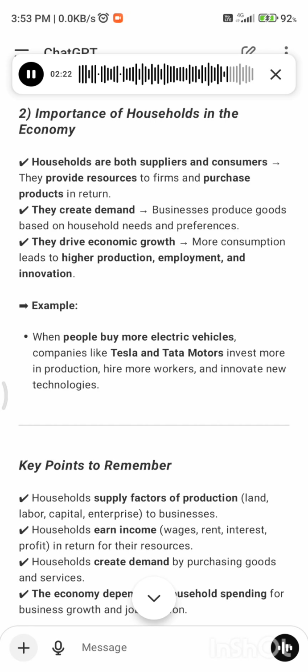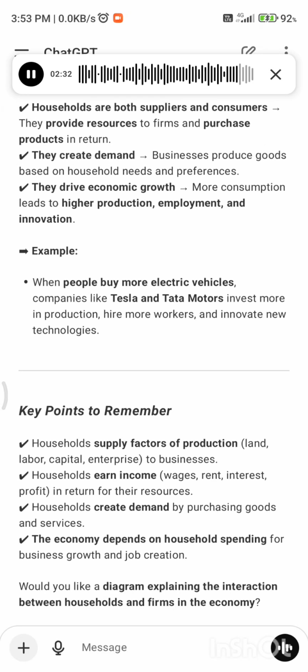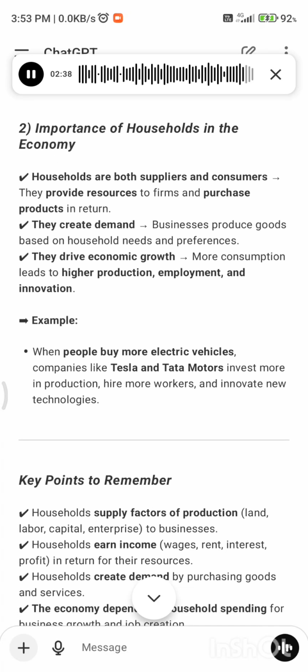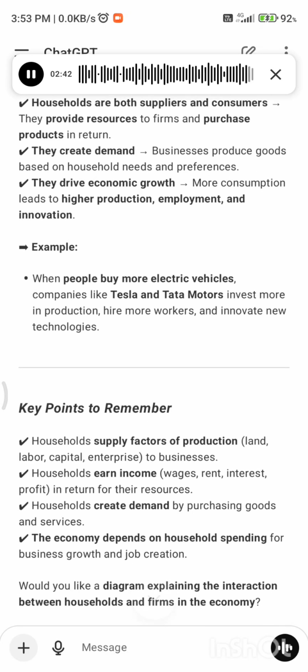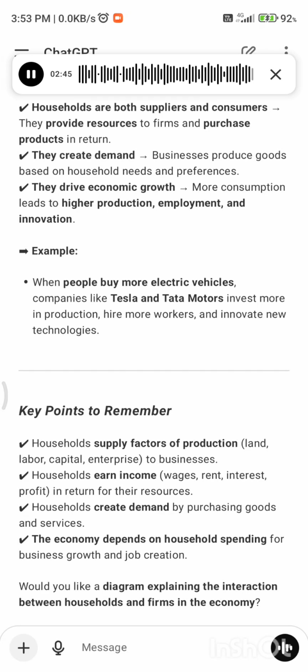Key points to remember. Households supply factors of production, land, labor, capital, enterprise, to businesses. Households earn income, wages, rent, interest, profit in return for their resources. Households create demand by purchasing goods and services. The economy depends on household spending for business growth and job creation. Would you like a diagram explaining the interaction between households and firms in the economy?